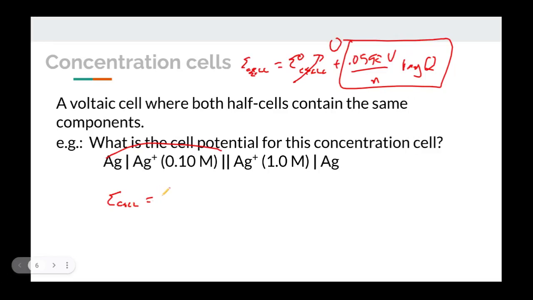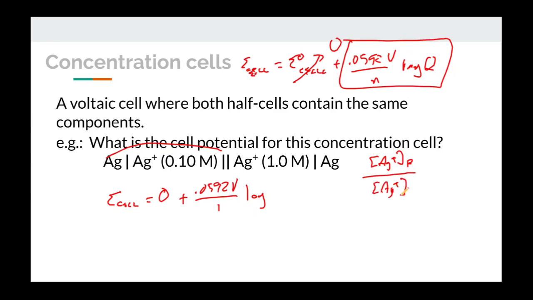Cell potential is equal to 0, that's a standard cell potential, plus 0.0592 volts over 1 times the log of Q. Now we have to know what Q is. So it's the concentration of silver on the product side divided by the concentration of silver ion on the reactant side, and that is 1 over 0.1, which is 10. So we're taking the log of 10 here to calculate our cell potential. Log of 10 is 1. 1 divided by 1 is 1, so our cell potential here is 0.0592 volts.